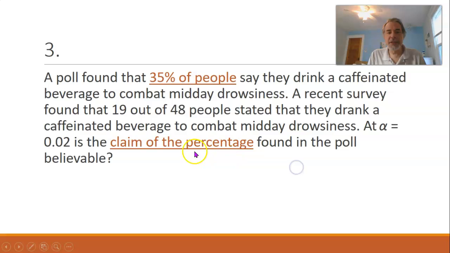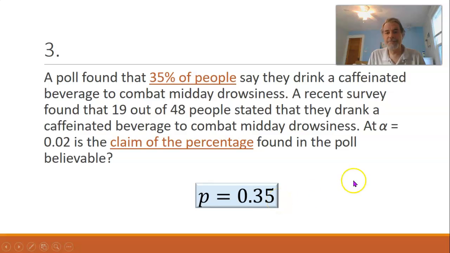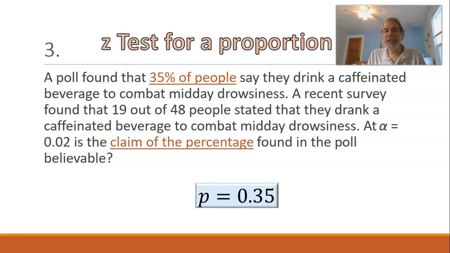So that's the claim. It's a claim about a percentage. It's the claim that the percentage is 35%. So P equals 0.35. And so this would be a z-test for a proportion.